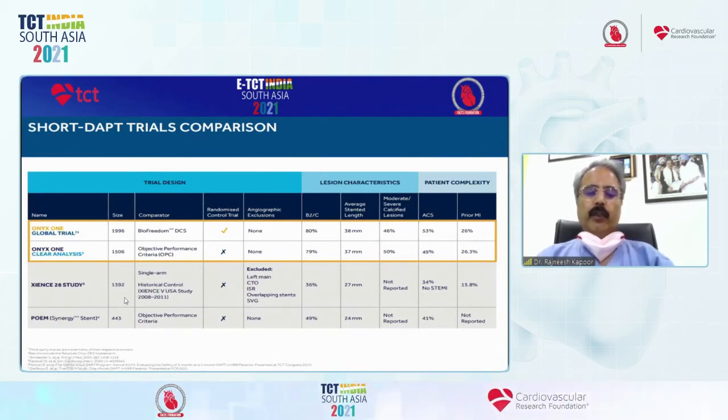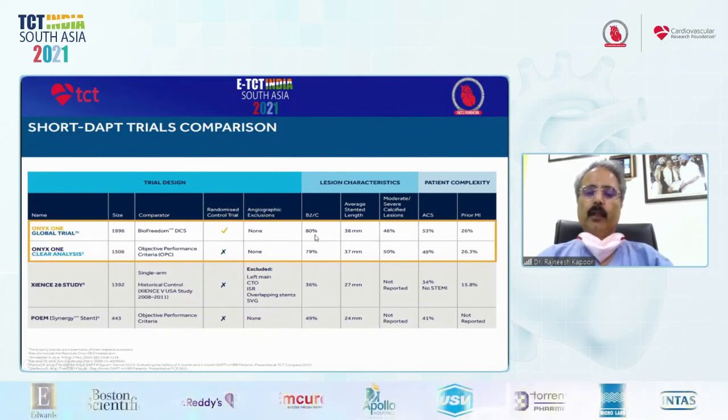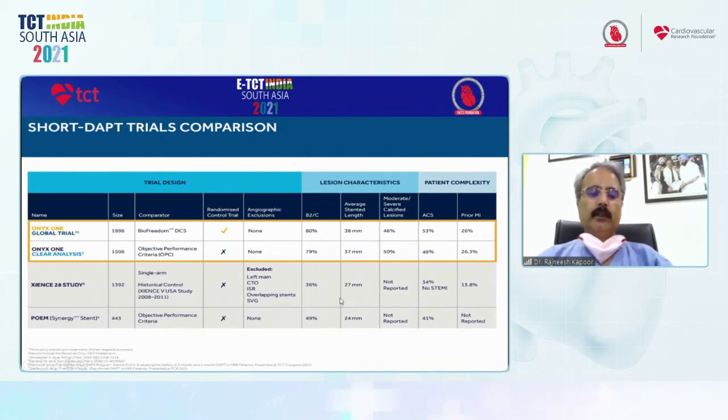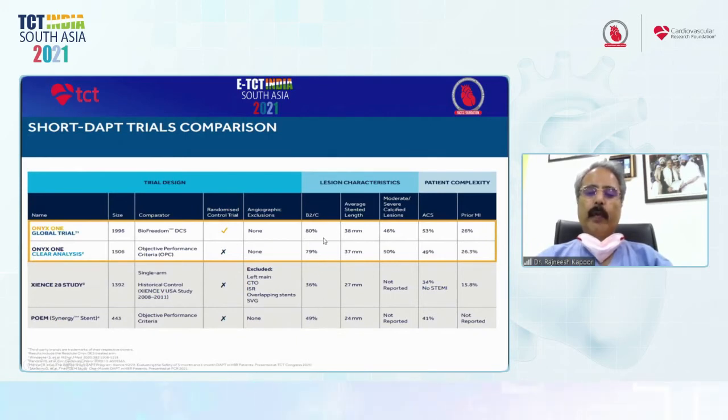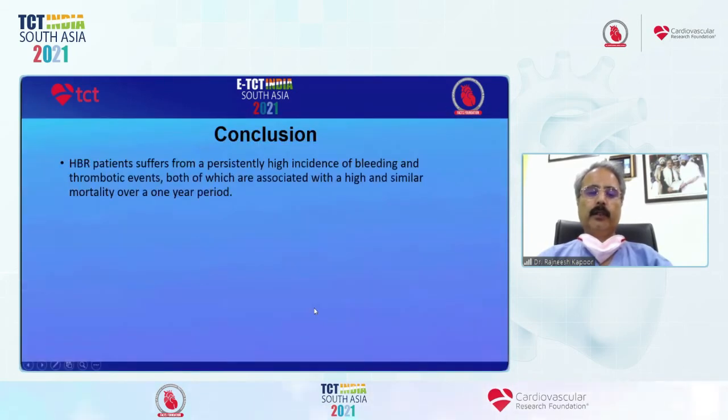Let's see the Science 28 study. Again, it was a good study, but it excluded more complex subsets, left main CTOs and overlapping stents. They were excluded, and so similarly, this resulted in a lower percentage of more complex lesions in this study. Similarly, we also have a study with Synergy. Again, if we talk of the percentage of more complex lesions, it was maximum in Onyx 1 as compared to these other two stent studies.